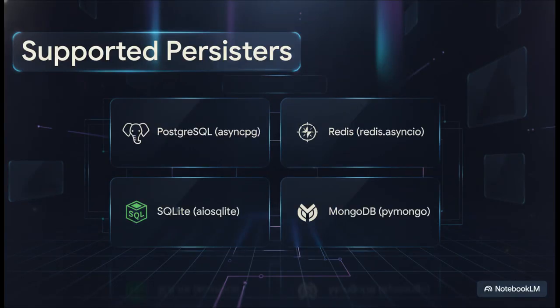Now, to pull off that continuity across multiple stateless containers, you've got to equip your application builder with one of these robust persister integrations. For local prototyping, SQLite works great. But for high concurrency production environments, Burr natively supports asynchronous Postgres via AsyncPG, Redis for sub-millisecond in-memory routing, and MongoDB for those highly unstructured, nested LLM outputs.